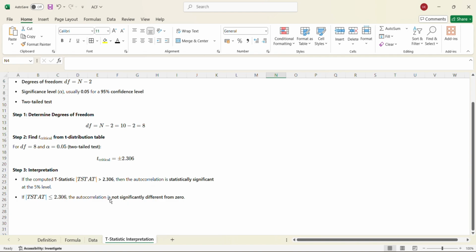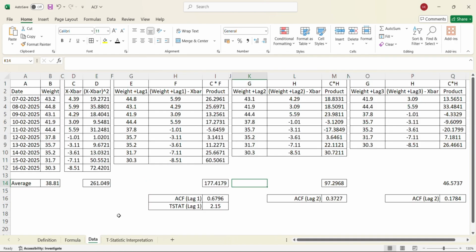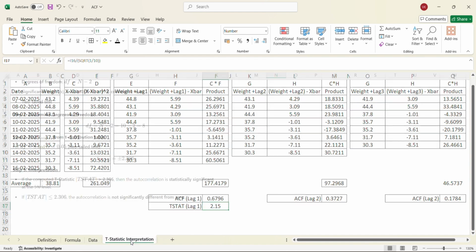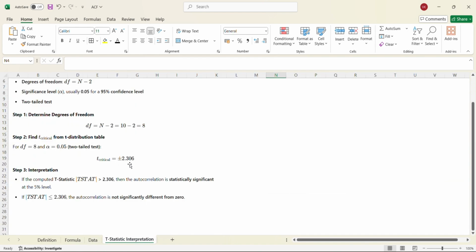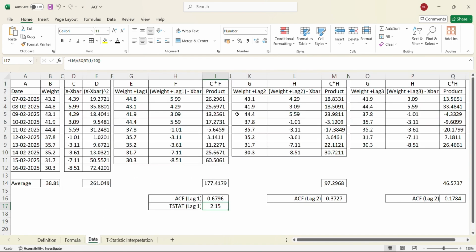However, if this value is smaller than plus or minus 2.306, then the autocorrelation value is not significantly different from 0. Not significantly different from 0 means it is almost close to 0. And if it is almost close to 0, then no autocorrelation exists, or a very weak autocorrelation exists. Now if you come back and look at our data, we are at 2.15 and our T critical value is 2.306. So this autocorrelation with lag of 1 is not significant enough. That is a conclusion that we make.